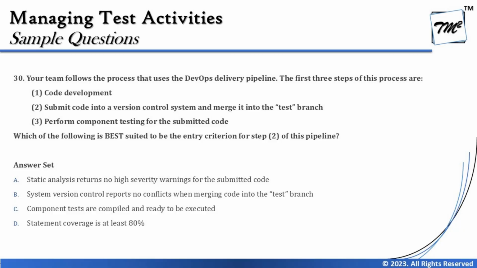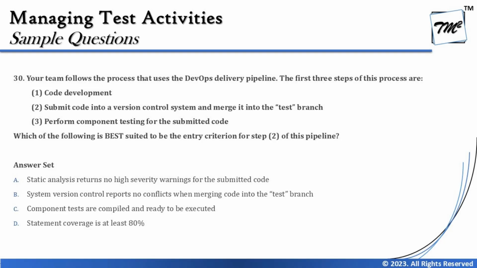Option C says component tests are compiled and ready to be executed. Now, component tests being compiled and ready to be conducted can be done pretty early as well. And if you see here, when it comes to the compilation of test cases, it fits better as an entry criterion for the next step, that is performing the component test, but not for merging it to the test branch, right?